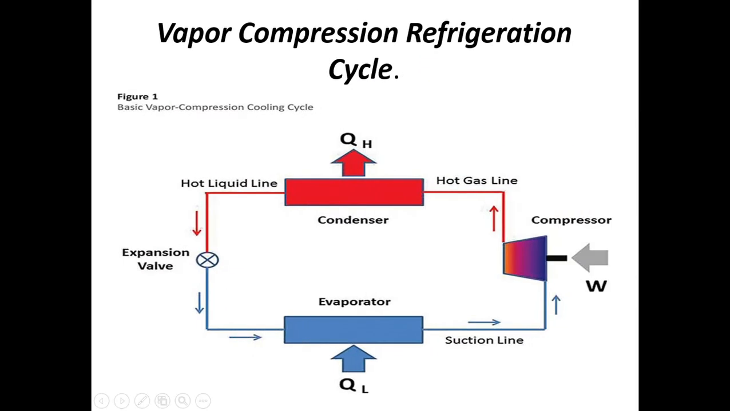Now this is the simple vapor compression refrigeration cycle. It has components like compressor, condenser, expansion valve and an evaporator. This hot side, this red color side is called the higher pressure side, and this blue color side is called the lower pressure side. That is, the condenser is in the higher pressure side and the evaporator is in the lower pressure side. Now this compressor and the expansion valve together are maintaining a higher pressure on this side and a lower pressure on this side.